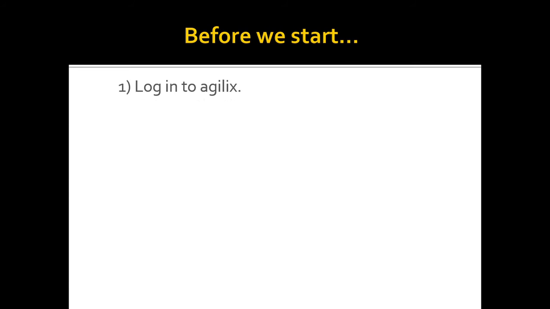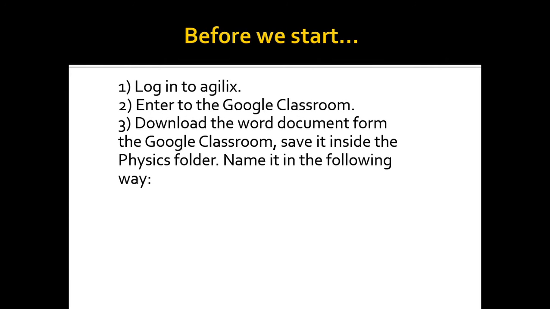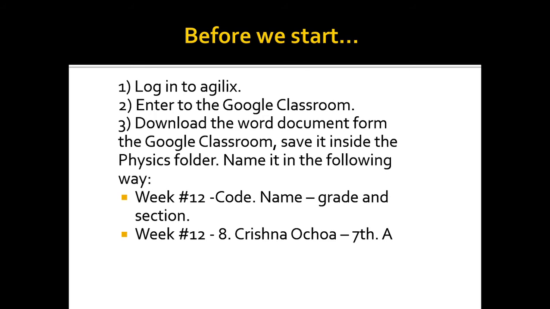Right before we start, we have to go pretty quick over some general instructions. Log into Agilex, enter the Google Classroom, download your Word document and save it in your physics folder. And lastly, name your document as it is specified at the bottom. Use week number 12 in your code, name, grade, and section.